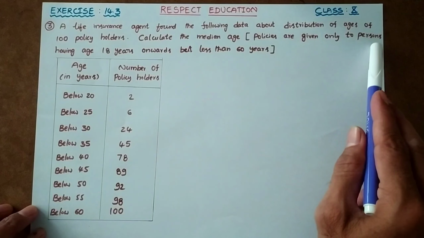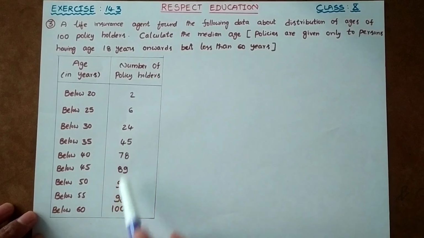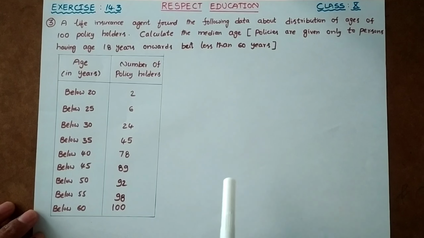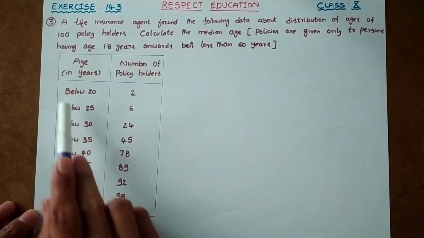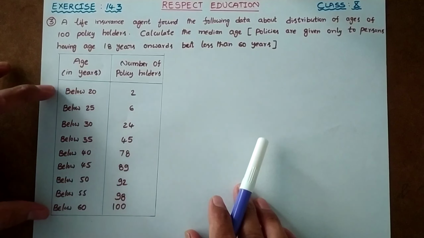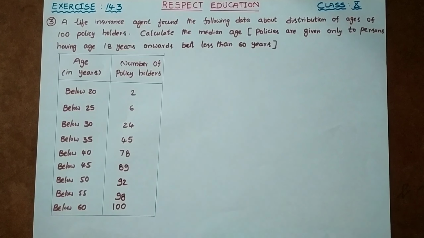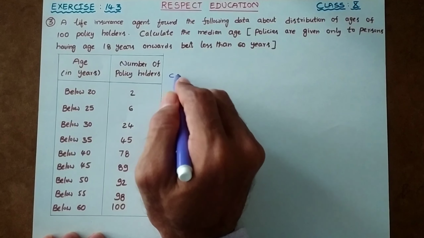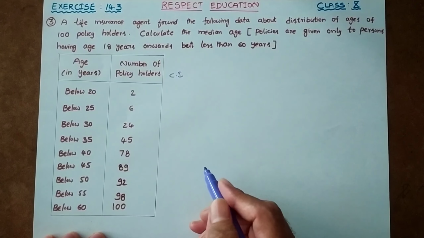So here let us observe the given class intervals. It is not given as intervals; it is given as below 20 there are 2 policy holders, below 25 there are 6, like that up to below 60. So the number of policy holders is 100. If you observe the question carefully, we do not have the class intervals. So first let us convert this data into class intervals. Let us write CI for class interval.